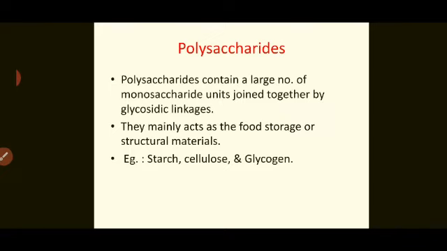Next part is polysaccharides. Poly means many. So the carbohydrates which on hydrolysis give a large number of monosaccharides are called polysaccharides. Now how are these large number of monosaccharide units joined? Again by glycosidic linkage. They mainly act as food storage or structural materials. Examples are starch, cellulose and glycogen.